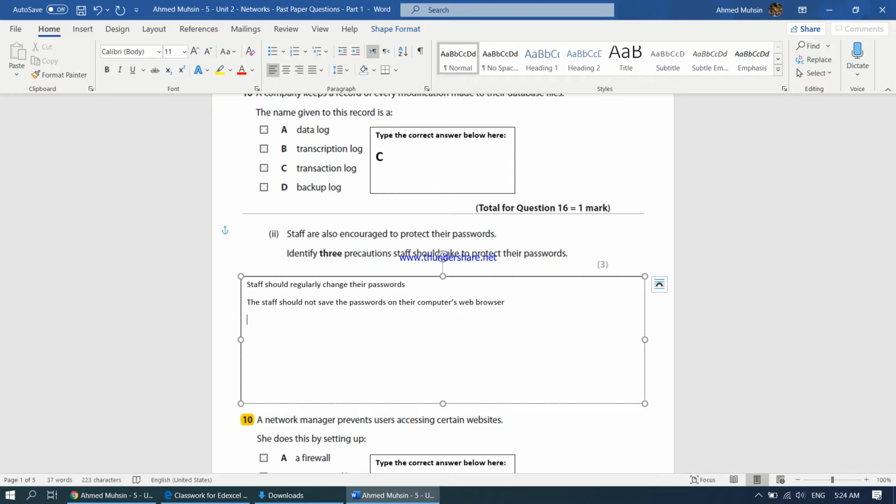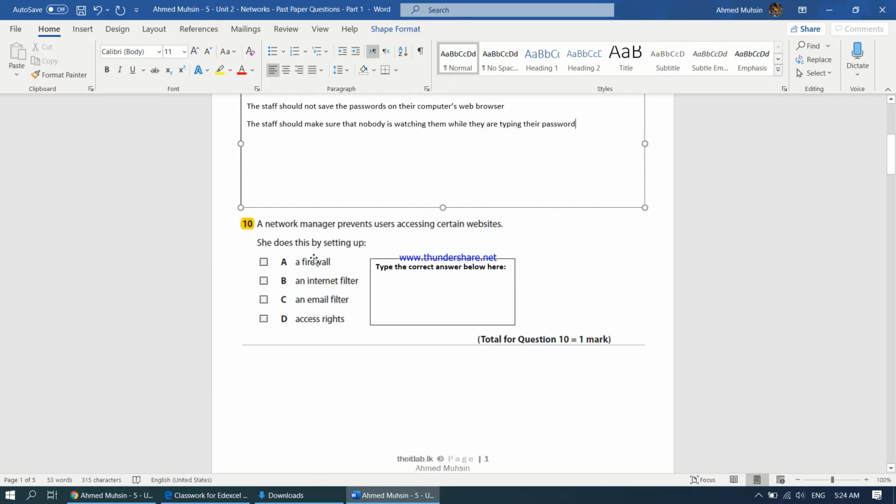Something else that could be said is that the staff should make sure that nobody is watching them while they are typing their password. Okay, so this is true. While typing their password, nobody should be next to you checking out what you are typing. So this is something else that they should make sure. Okay, so we have identified 3 precautions.